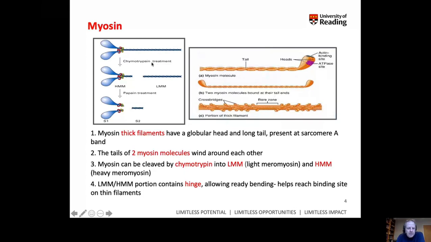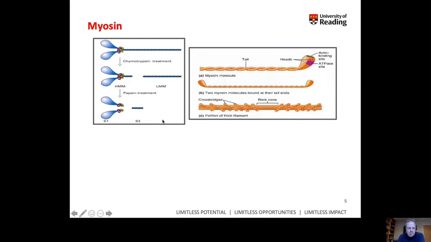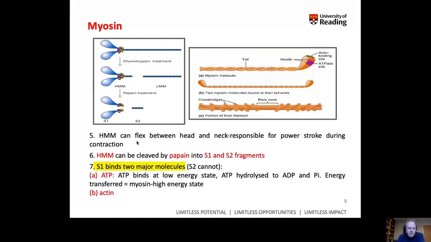Myosin can be cleaved by different enzymes, so chymotrypsin and papain. The take-home message really is that, you can see here chymotrypsin cleaves and papain cleaves further. So eventually myosin can be subdivided into these S1 and these S2 units, if you like.